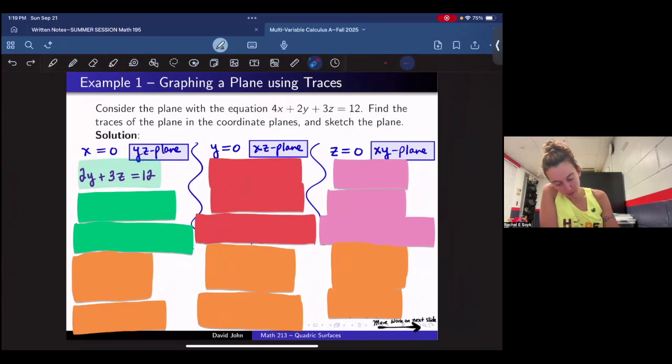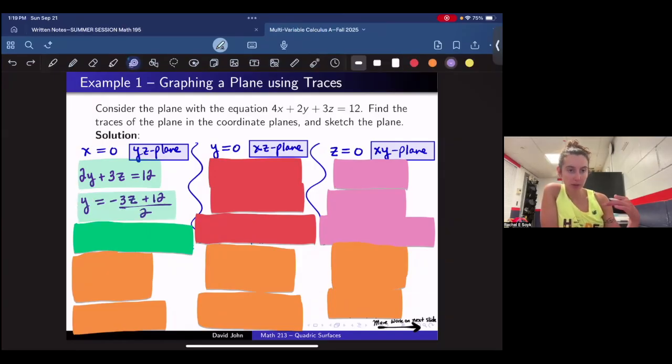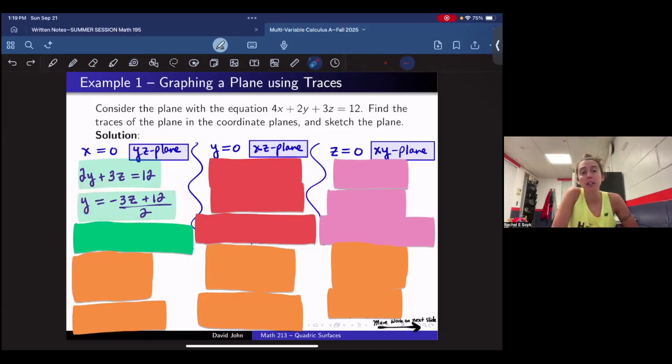Okay, now we want to isolate one of the variables so we can sketch this out and see what it looks like. So why don't we isolate our y? We'll subtract 3z from both sides and then divide everything by 2. And then we'll end up with our second revealing. And we get y is equal to negative 3z plus 12 over 2. And we can also write this as just negative 3/2 z plus 6, since 12 divided by 2 is just 6.